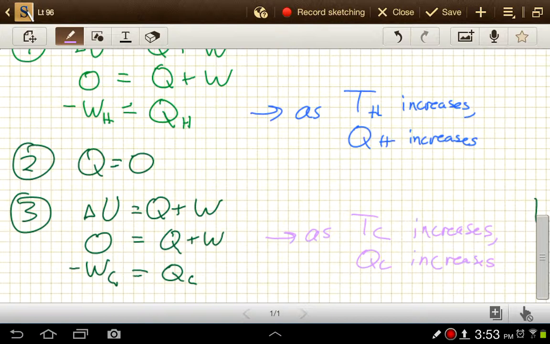Now, with engines operating in the air that's at a temperature that human beings can survive at, we're really limited in terms of this TC part of the equation.